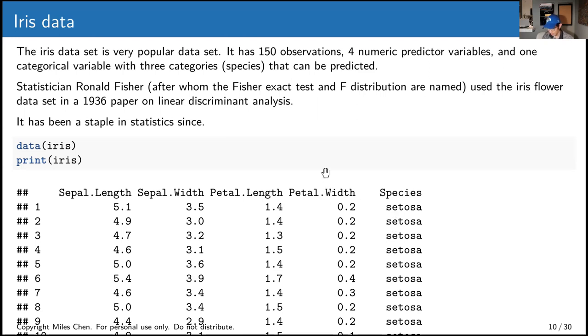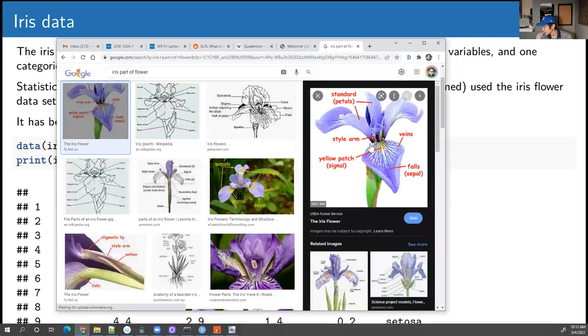Did I already talk about the iris data set in this class? Maybe not. I don't know. I did. Okay. So the parts of the flower: you have the sepal and the petal.